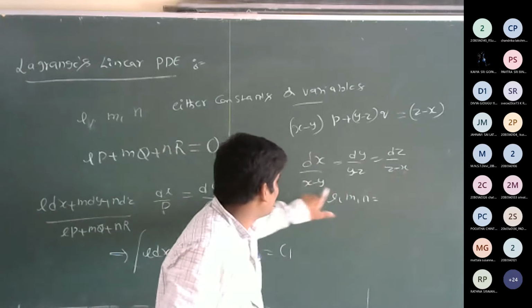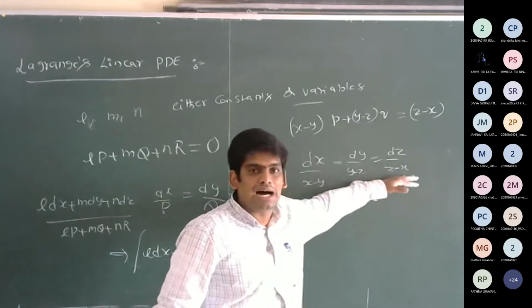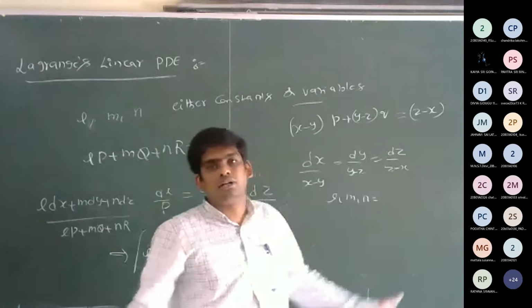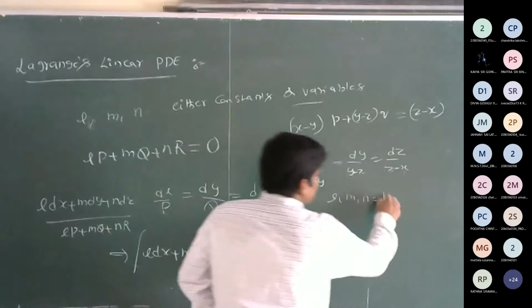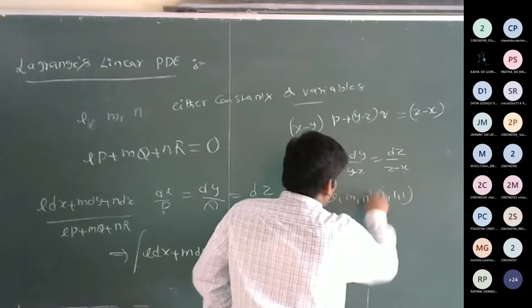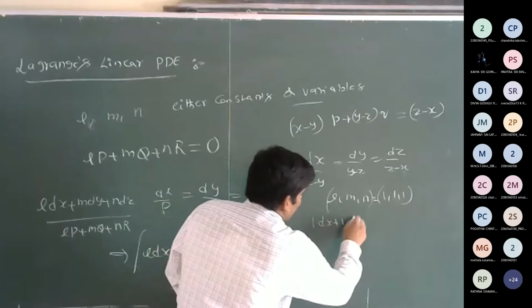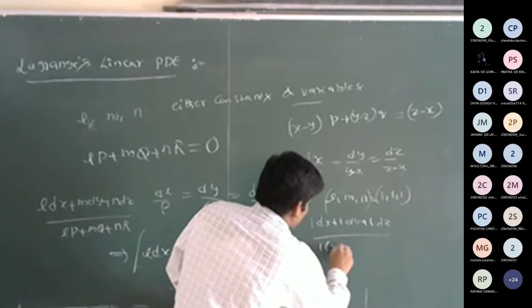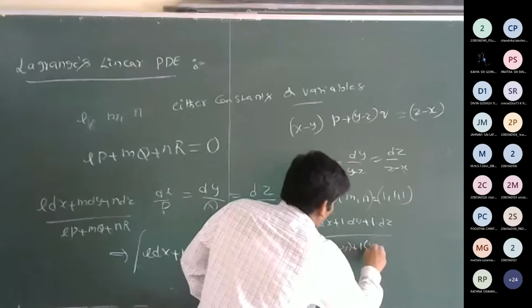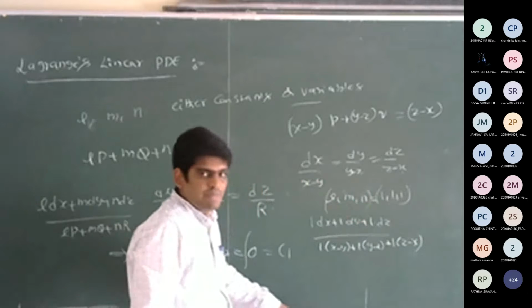Here we have y, here we have minus z plus z. If we add all these terms, the total is 0, vanishing, right? So l, m, n is equal to 1, 1, 1. So multiply l into dx plus 1 into dy plus 1 into dz, by 1 into x minus y plus 1 into y minus z plus 1 into z minus x.